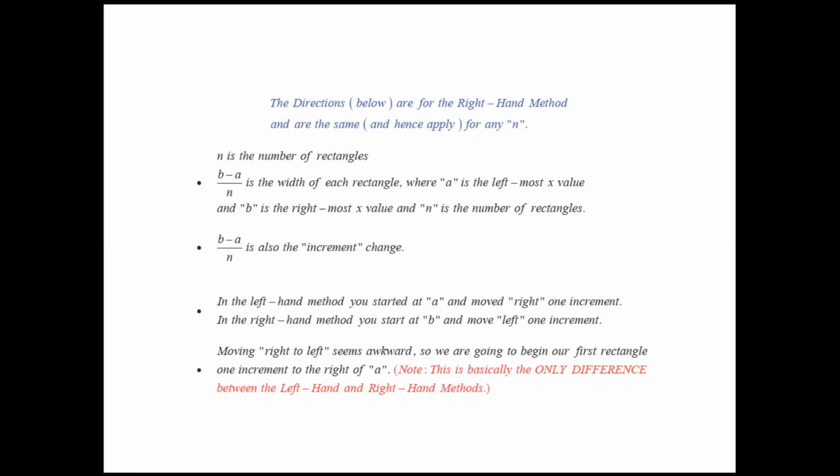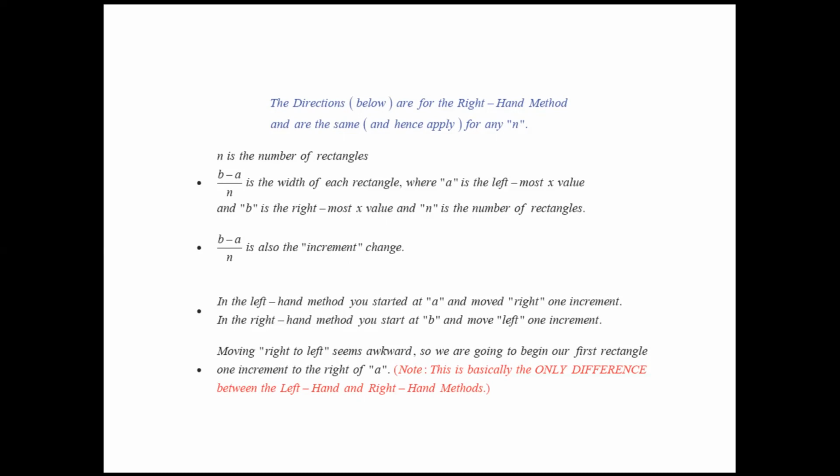Now, it's basically the only difference between the two. However, we are accustomed to reading left to right, not right to left. So what we're going to do is suggest anyway, with the left-hand method, you start at A and then you go up by whatever the increment is. With the right-hand method, you don't start at A, you start with 1 increment over from A.